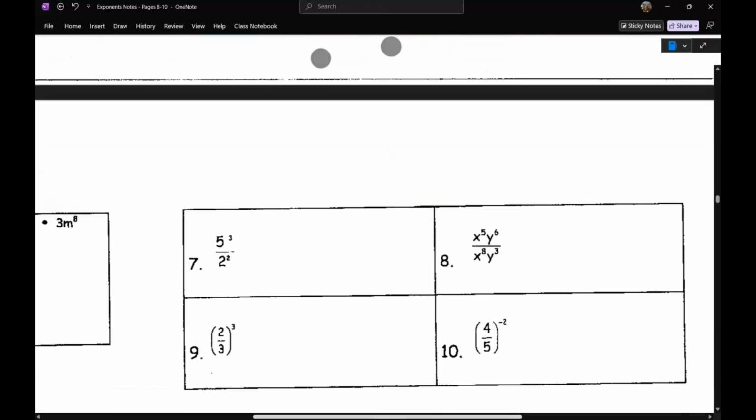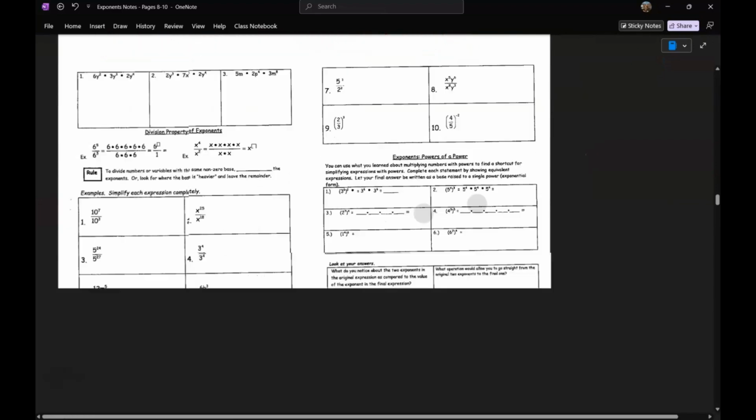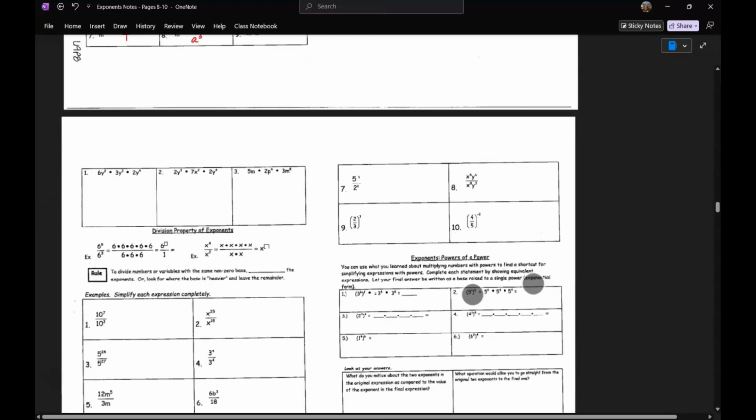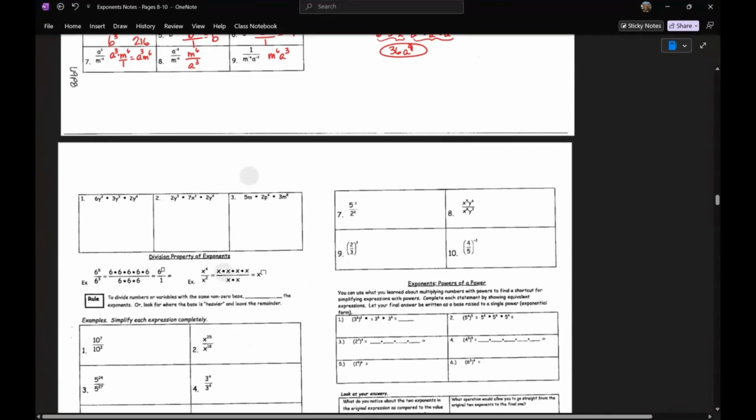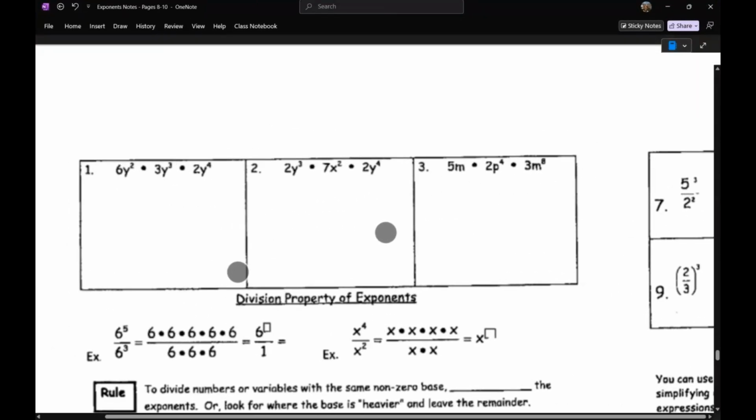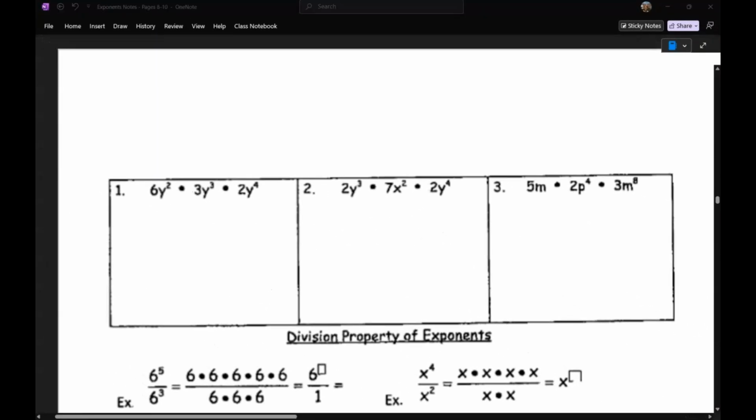All right, keep going. Go on to page number, where are we at here? Page number 9. So I want you to try that with 1, 2, and 3 here. Go ahead and do the same thing that we did on that last example.